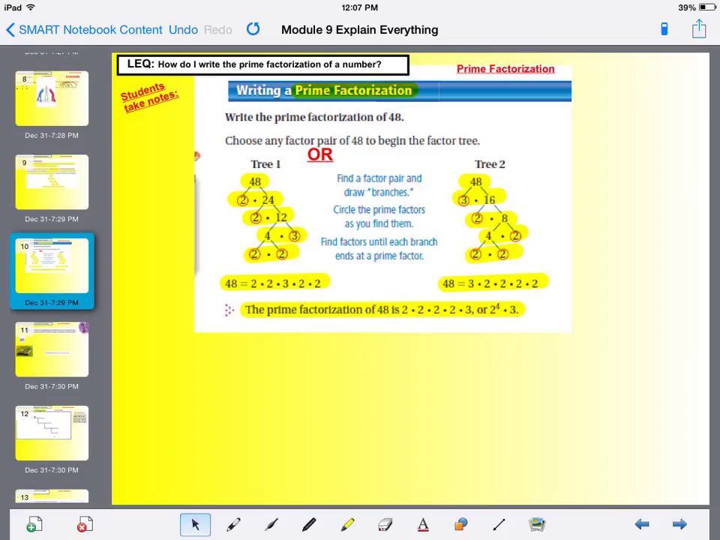In class, we discussed that when we are writing the prime factorization of a number, we can choose any factor pair to begin the factor tree.